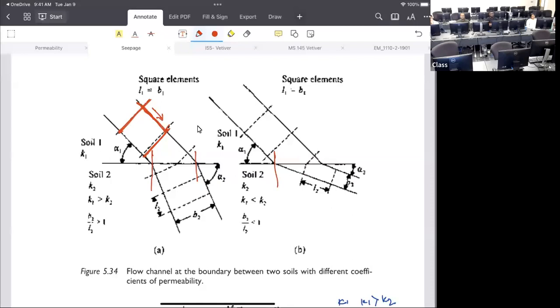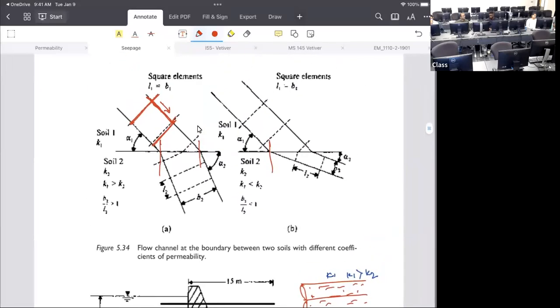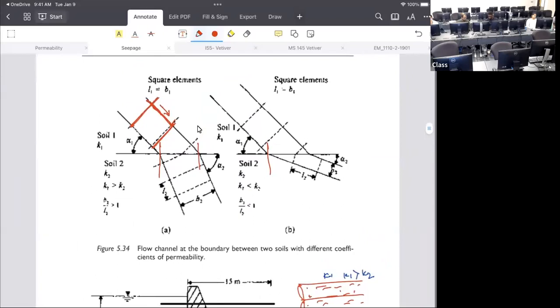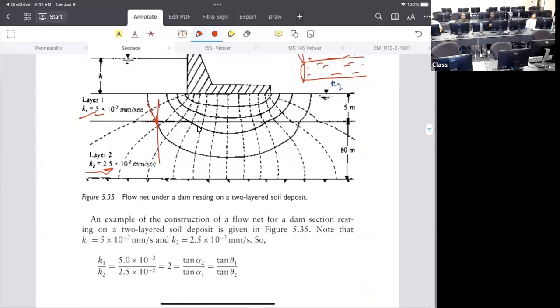If the first one is a square, the next layer should be a rectangle because there is a difference. We need to make sure that the ratio is constant, and that ratio is adjusted with the changes in the K. It will not be the regular square, no way. You have to adjust the equipotential gap. Let me explain it here.